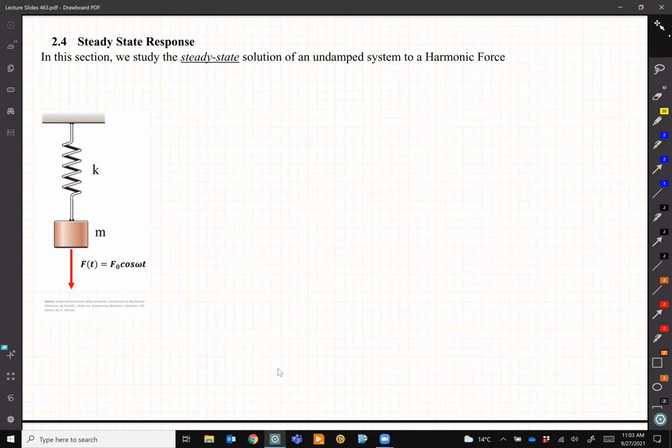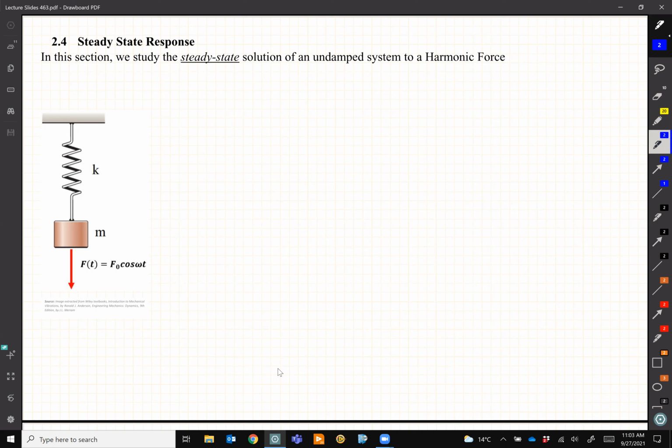Okay, so let's continue with our discussion. We are on section 2.4, steady state response. And just to refresh your mind, we had a system, simple spring mass, single degree of freedom, only one variable. But this time we have an external excitation. This external excitation is a harmonic, either sine or cosine, doesn't matter.